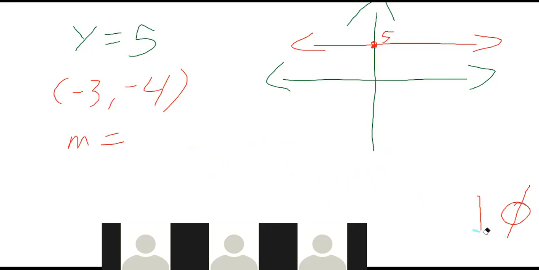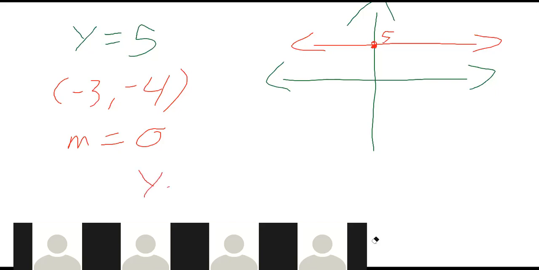But anyways, so yes, the slope for this would be 0. So our slope should be 0. Now the question again, we want to find a line that is parallel to y equals 5 and that goes through points -3 and -4. So let's try to put it again into that equation.